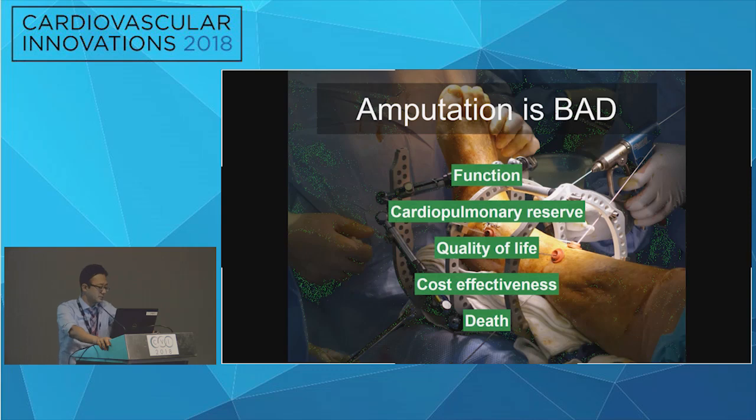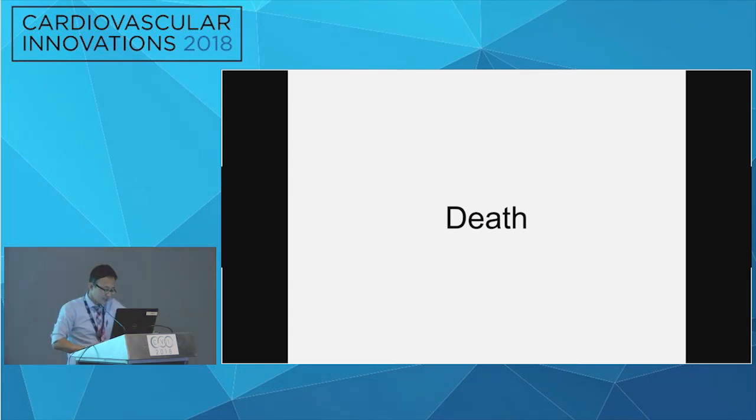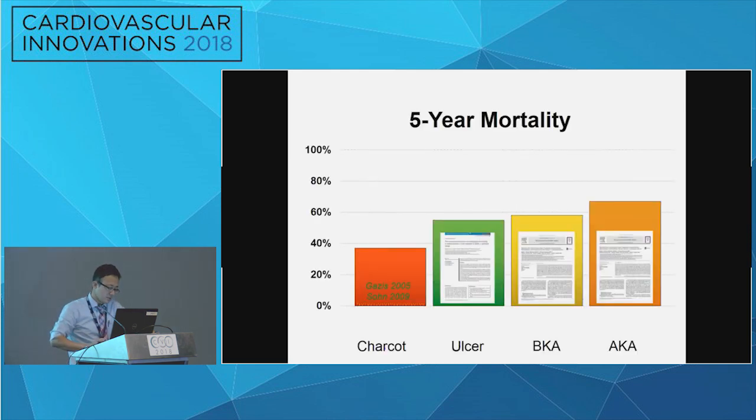So generally, amputation is believed to be bad because you lose function. Cardiopulmonary reserve is lost because of the loss in volume, and quality of life goes down, and it's not cost effective. And like he was talking about, you die after amputation. How many times was I asked when I was a student, what's the rate of death after below the knee amputation, or what's the contralateral amputation after BK? But is amputation really a causative factor for death, or is this just an association for death?